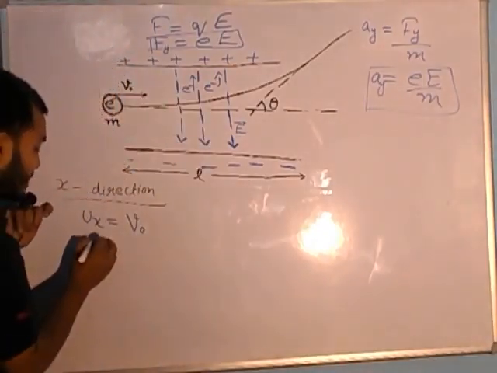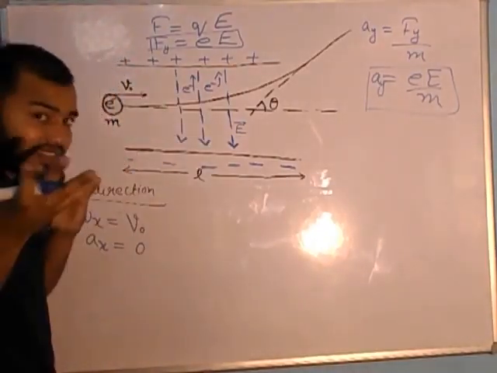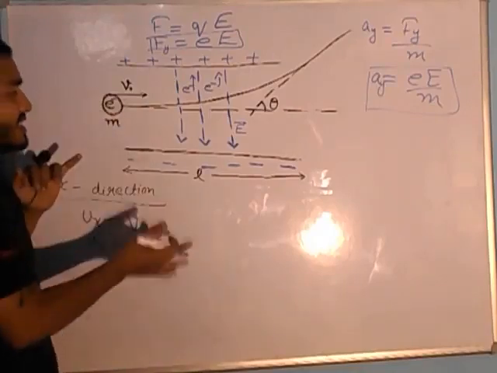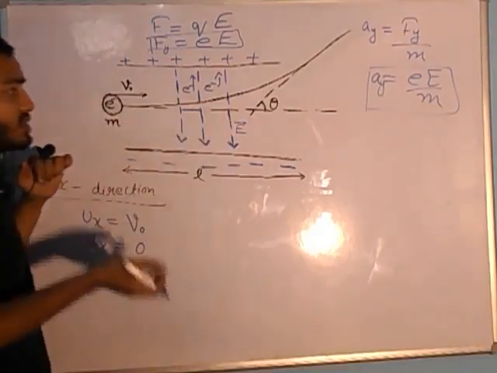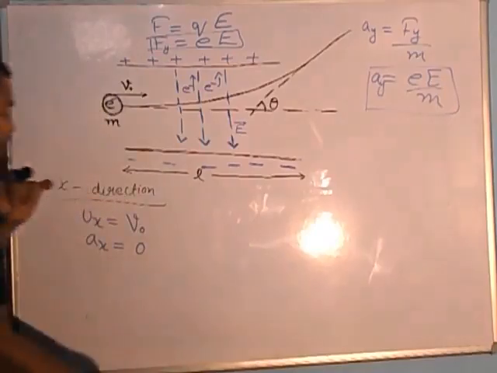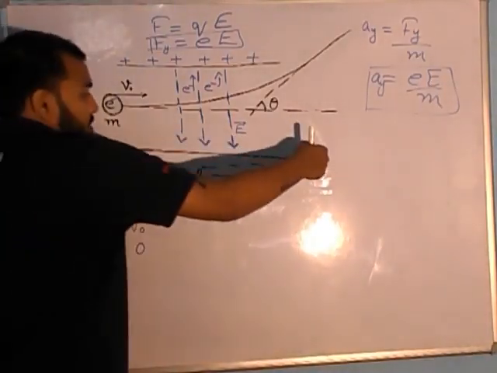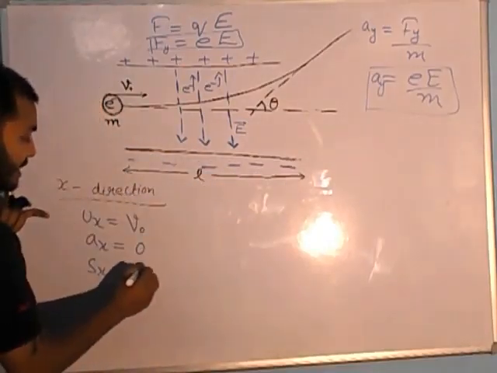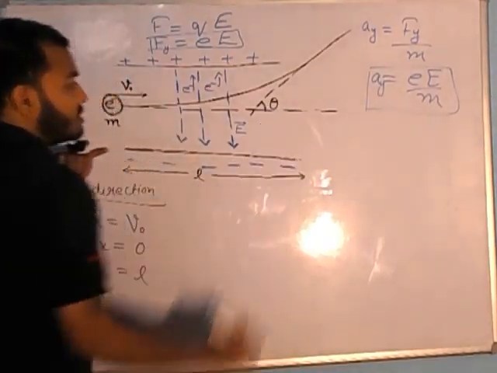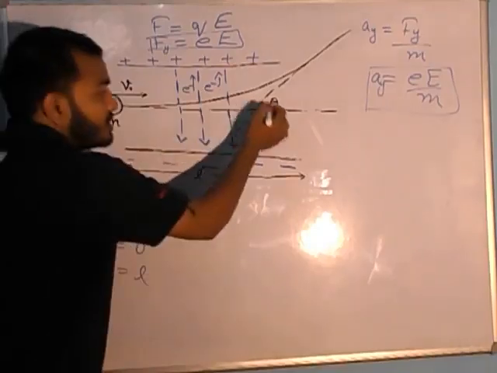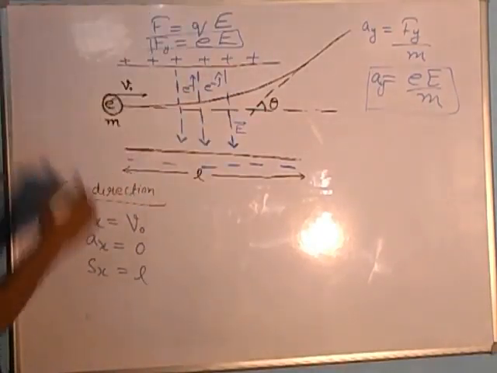What is the acceleration of the electron in the x direction? It's 0, because the electron doesn't have any acceleration in the x direction. Whatever acceleration there is, is only in the y direction. What is the displacement of the electron in the x direction? The displacement must be equal to the length of this plate, that is L. The electron will move from here to here. Finally, we need to find this angle, the trajectory, the path.